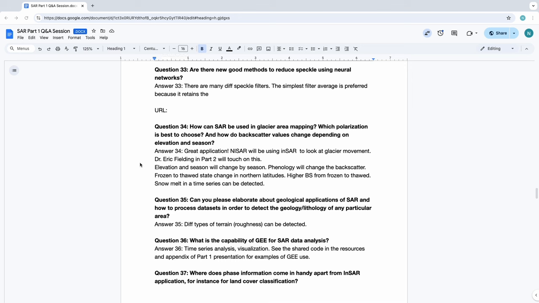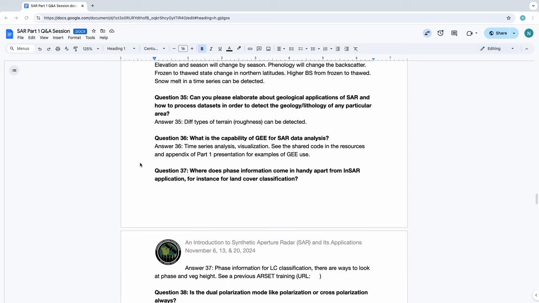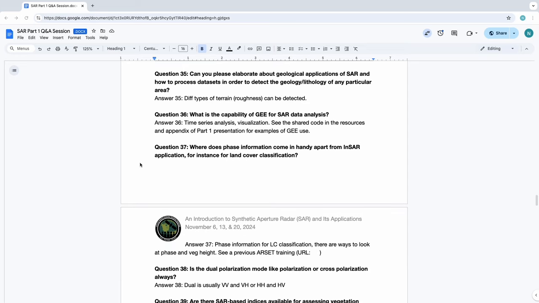Can you please elaborate about geological applications of SAR and how to process data sets in order to detect geology, lithology of any particular area? So remember, radar is not sensitive to the spectral properties of the surface. However, if you're looking at faults and if you're looking at maybe different types of terrain based on roughness, you can map that with radar, and I'll provide some links here.